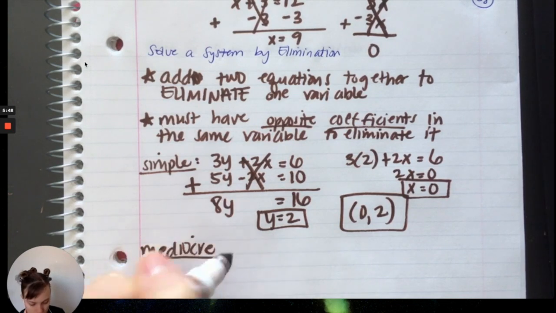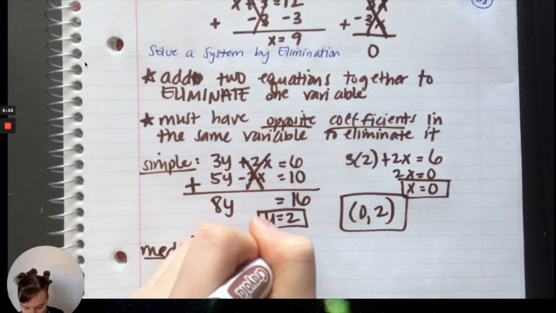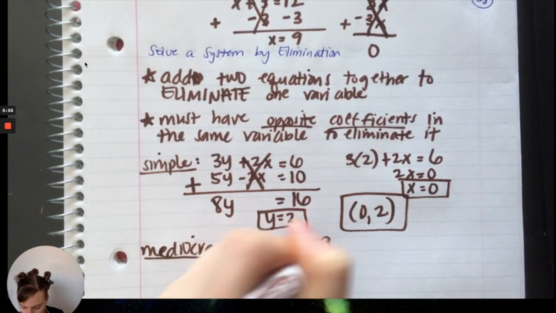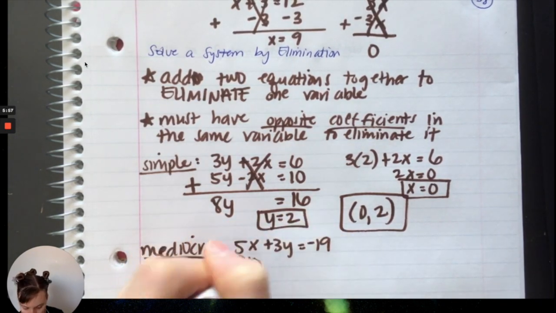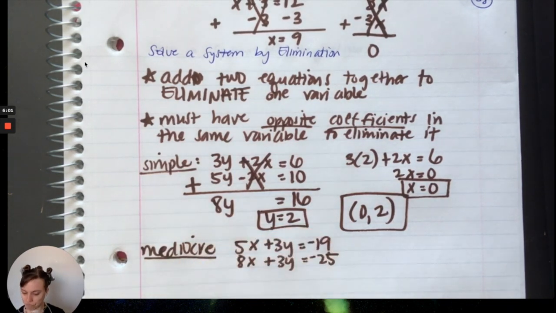So I'm going to, oh, actually we have 2 examples of these. Aha! Okay, 5x plus 3y equals negative 19. So we have 4 examples in total. 8x plus 3y equals negative 25.